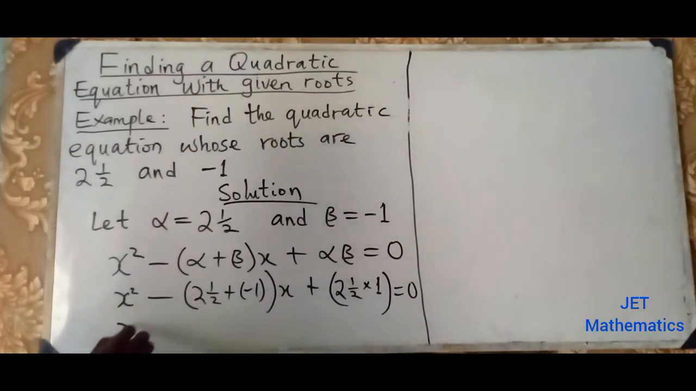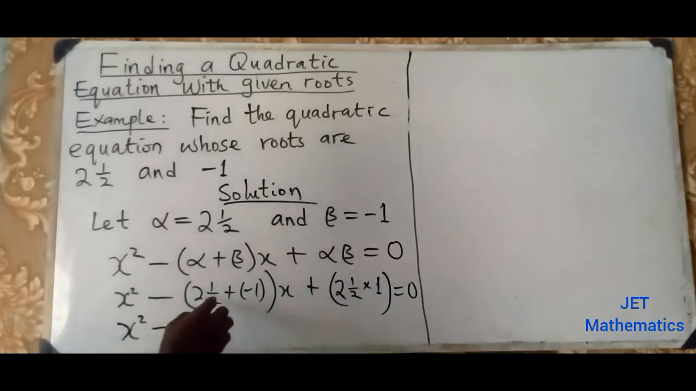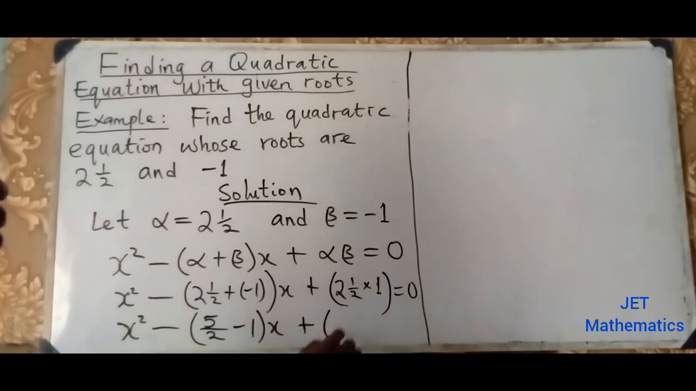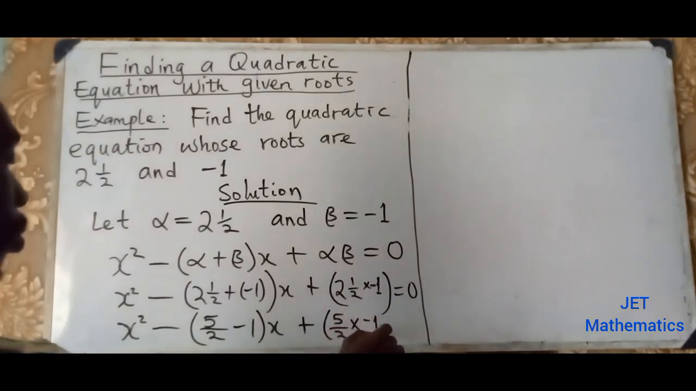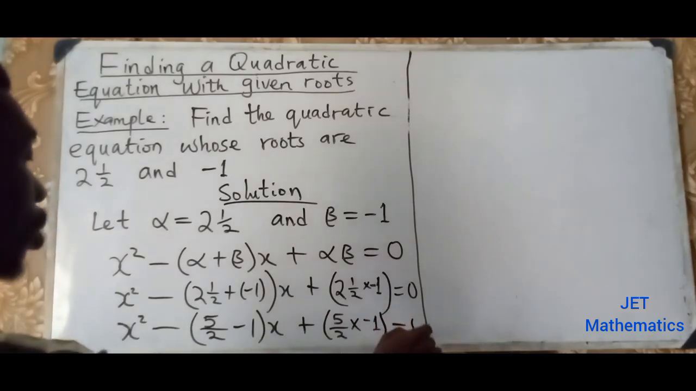We have here x squared minus, this is 5 over 2 minus 1, x, plus 5 over 2, our beta is minus 1, times minus 1, equals 0.